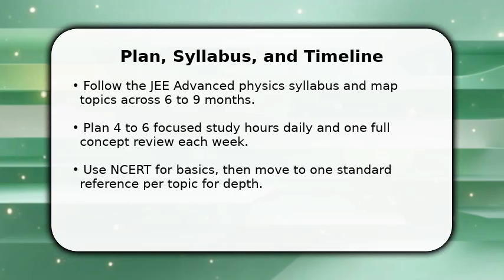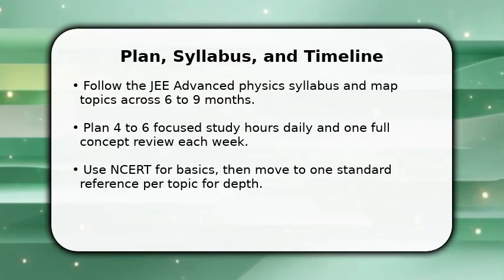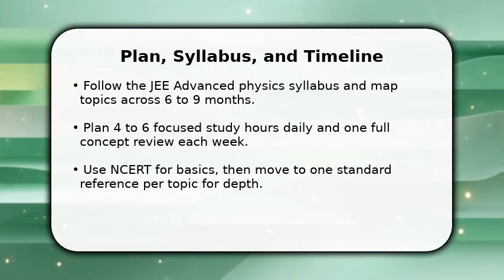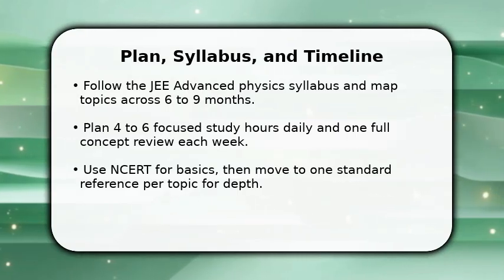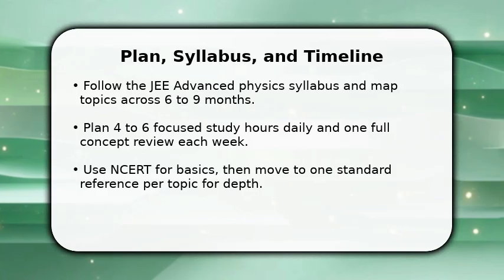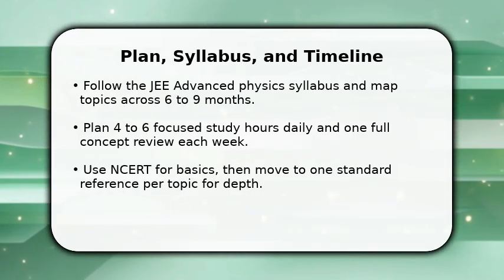Start by mapping the JEE Advanced Physics syllabus and set a realistic timeline of 6 to 9 months to cover and revise every topic. Plan 4 to 6 focus study hours daily, reserving weekends for extended problem sessions, and 1 full concept review each week. Use NCERT to build fundamentals, then pick 1 standard reference per topic for depth. Avoid juggling multiple advanced books simultaneously.